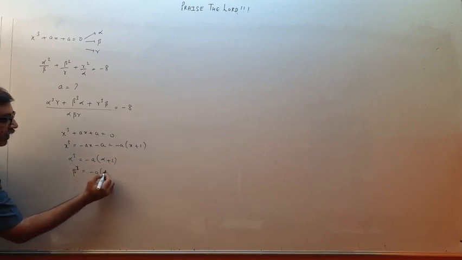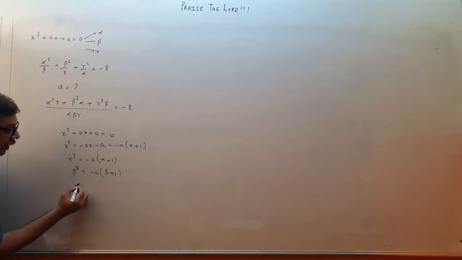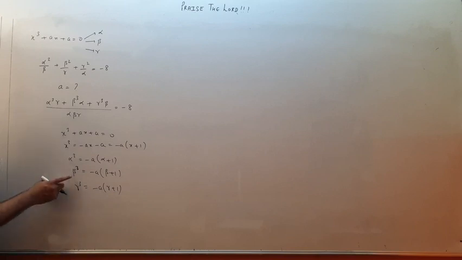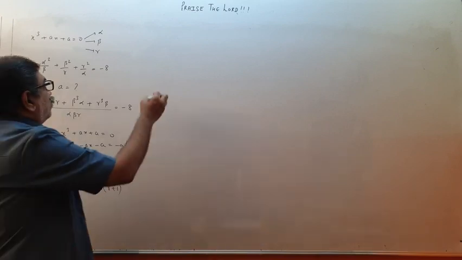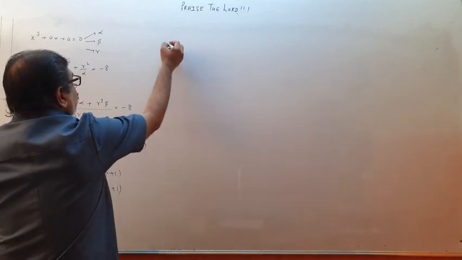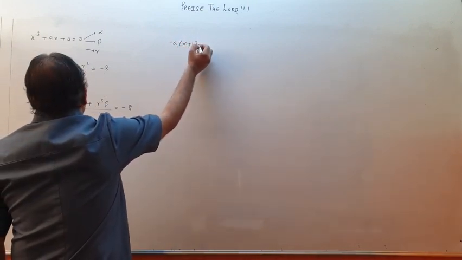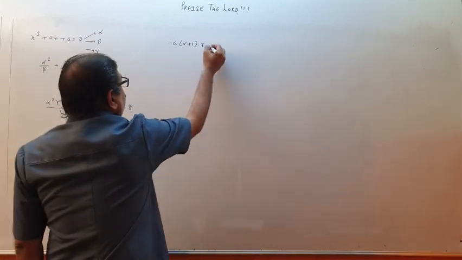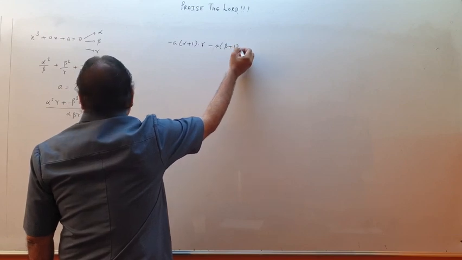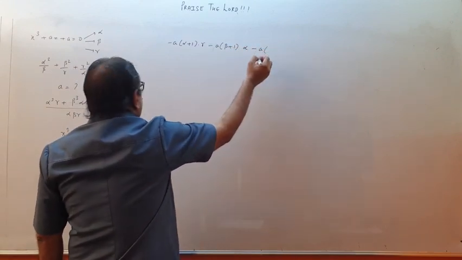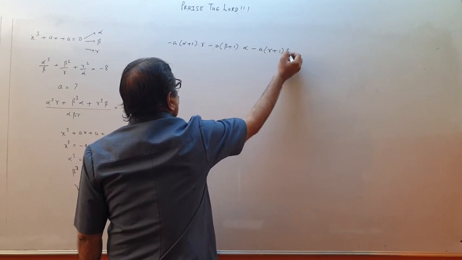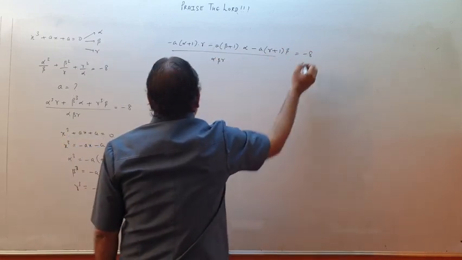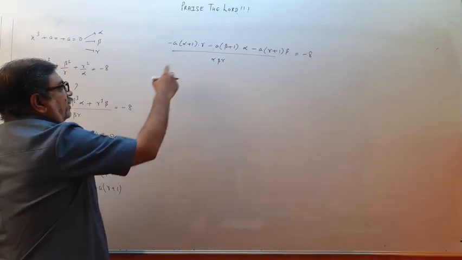Beta cube will be minus a into beta plus 1, and gamma cube will be minus a into gamma plus 1. So alpha cube, beta cube, gamma cube I will place over here. Alpha cube means minus a into alpha plus 1 into gamma. Then again beta cube I place minus a into beta plus 1 into alpha, minus a into gamma plus 1 into beta, upon alpha beta gamma, that is equal to minus 8. So minus I can cancel out.